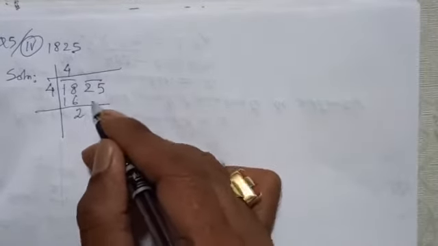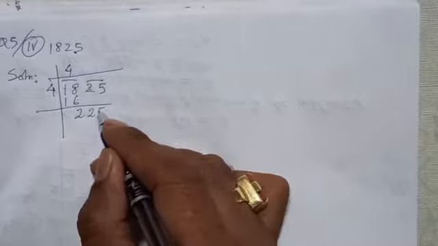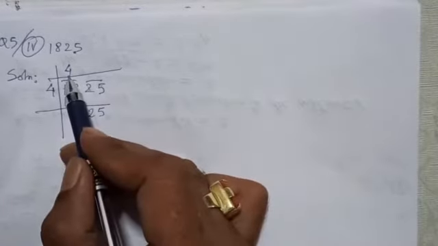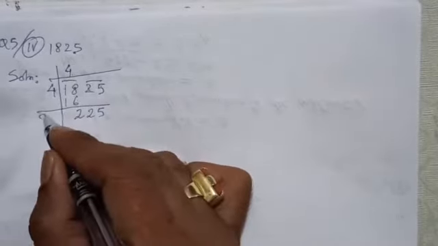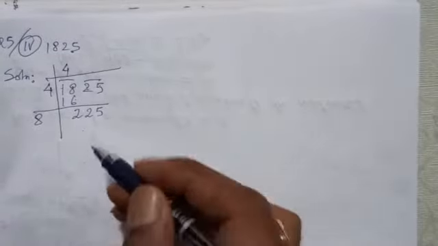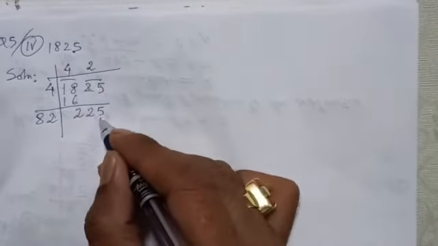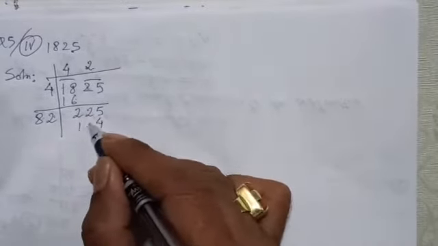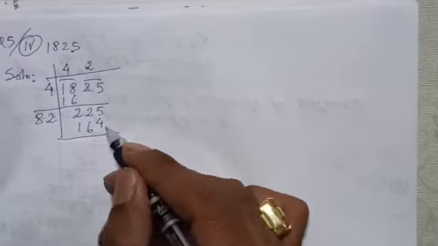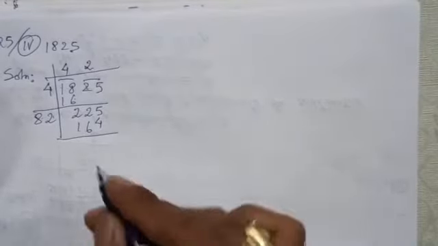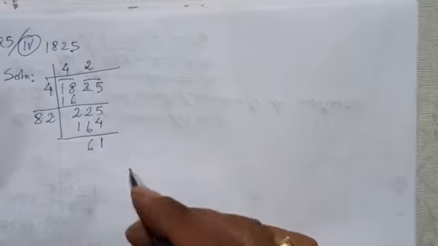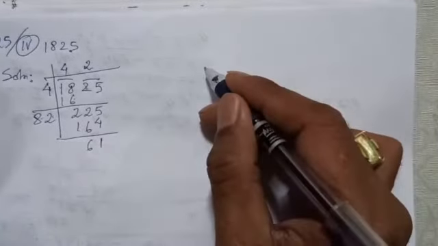Next is 25. According to the rule, 4 will be multiplied by 2. 2 4s are 8. Now we can take 2 times. 2 times 2 is 4. 2 8s are 16. Now let us subtract.